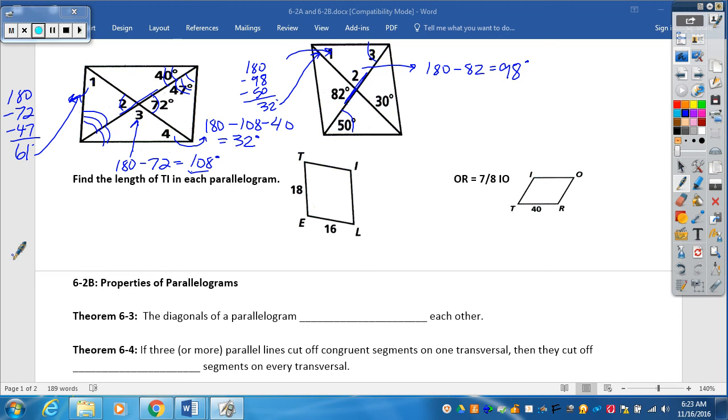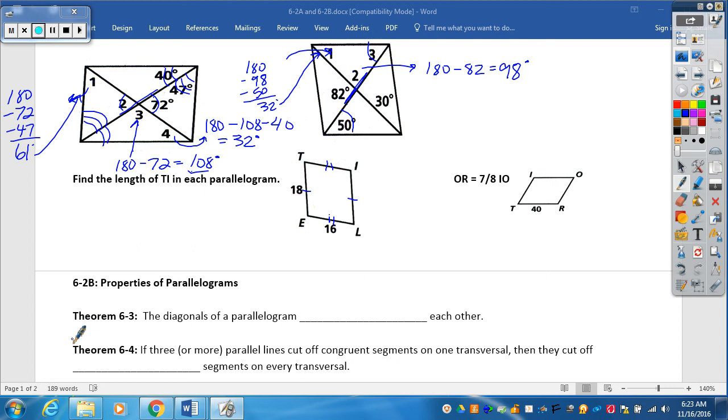Okay. All right, for the last 2, we're talking about the side lengths of the parallelogram. Remember that the opposite sides are congruent, so I might as well just go ahead and mark that there and there. Okay, so what's the length of TI? Well, TI has to be a length of 16.